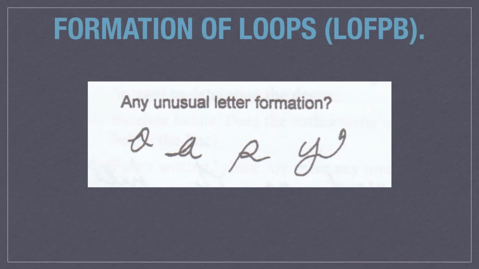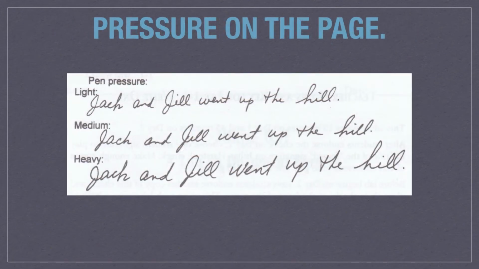Next, we have the formation of loops, letters such as O, A, P, or Y. Loops can be narrow or they can be wide, they can be tall or short. Pressure on the page. If we look at the light example, we can see that the lines are thinner, and because of that, the text is smaller. Whereas in the heavy pen pressure example, the lines are thicker and the writing is a little bit larger.